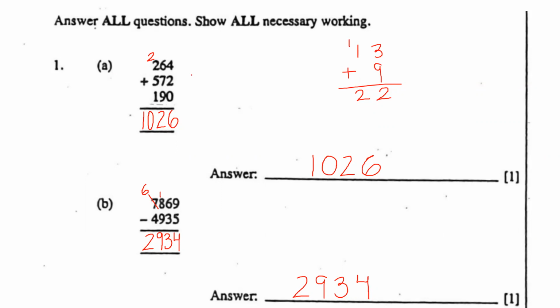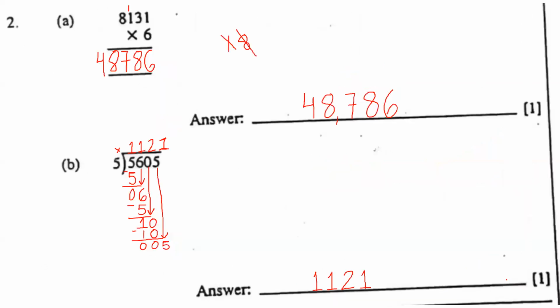And we have 7,869 minus 4,935, which is 2,934. Yeah, that's correct. Perfect. So both of these answers are correct. So you got 1 mark for doing this, and we got 1 mark for doing this. All right, and also this is correct as well. Similarly, this is also correct.